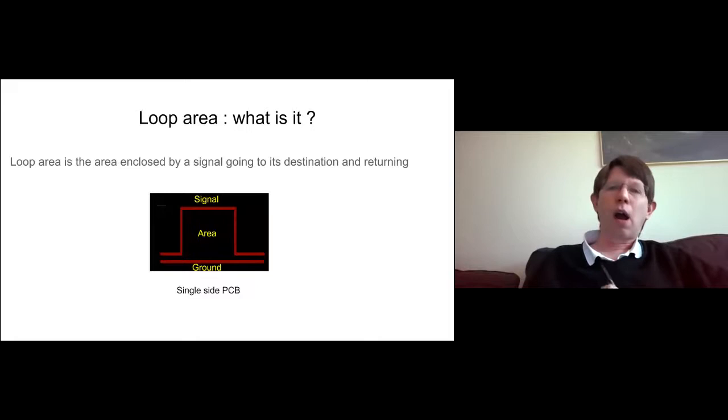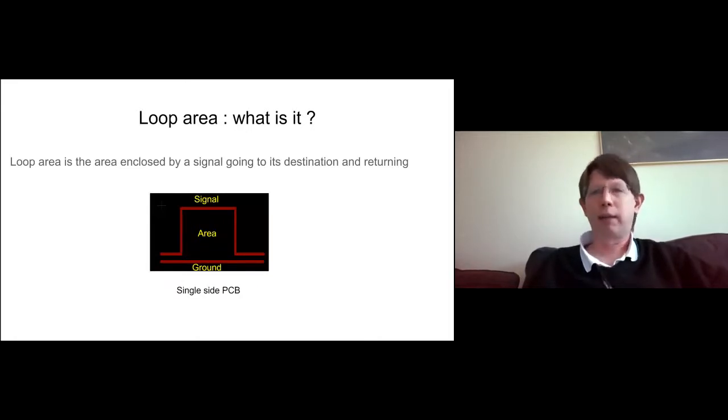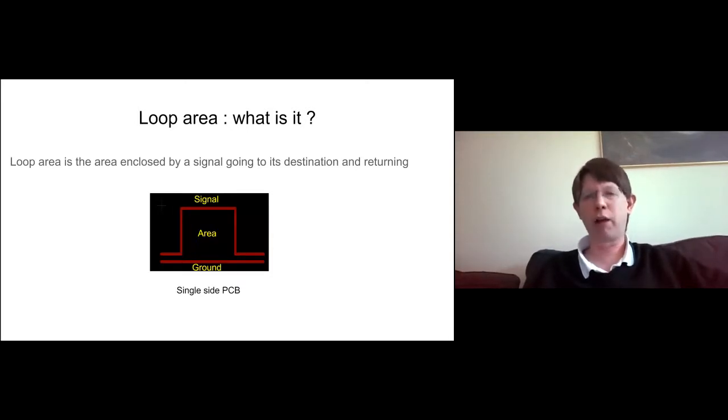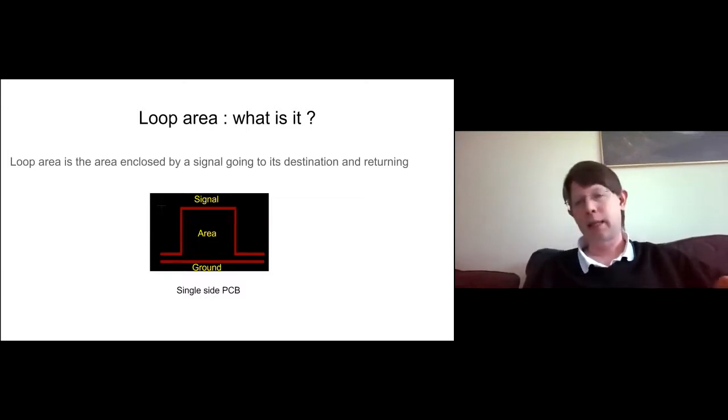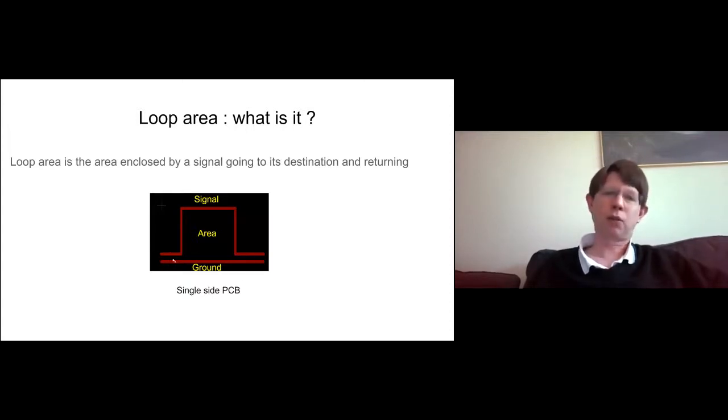So I'm going to talk a little bit about loop area. This is something that is often not considered at the lower end of PCB design, and really should be. So what do I mean by loop area? Let's just say we have a single-sided PCB here, and we have a ground track, and then we have a signal track, and it's managing for some reason to take us a strange path around the board.